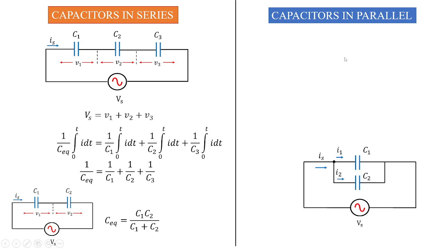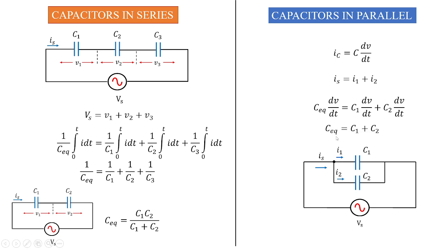And what about the parallel combination? If you connect the capacitors in parallel, unlike inductor and resistor, if you apply the formula for capacitor current, you're going to get IC is equal to C dV by dt. When you take this division of Is into the parallel combination of capacitors, you're going to get I1 plus I2, where you can apply the formula for IC in both the cases, and hence the C equivalent will be equal to C1 plus C2.